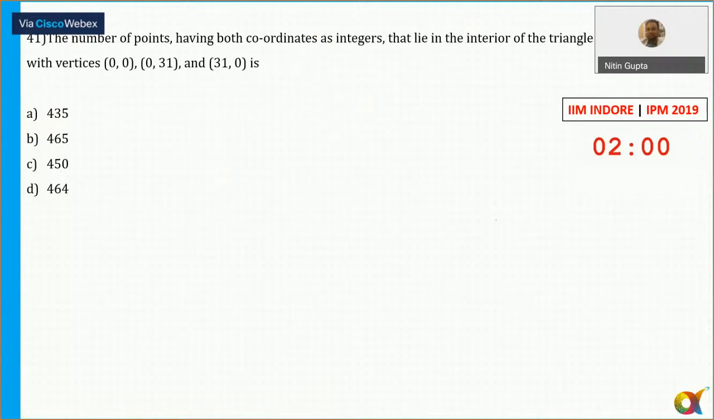Try this. Question number 41. Your time starts now.